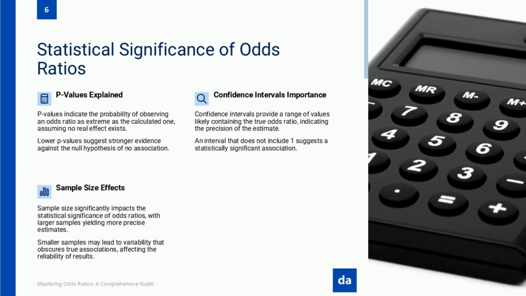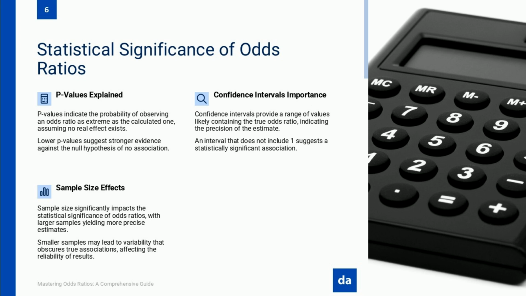To assess the statistical significance of odds ratios, researchers often turn to p-values. These values represent the probability of observing an odds ratio as extreme as the one calculated, assuming there's no real effect in the population. A lower p-value suggests stronger evidence against the null hypothesis of no association.